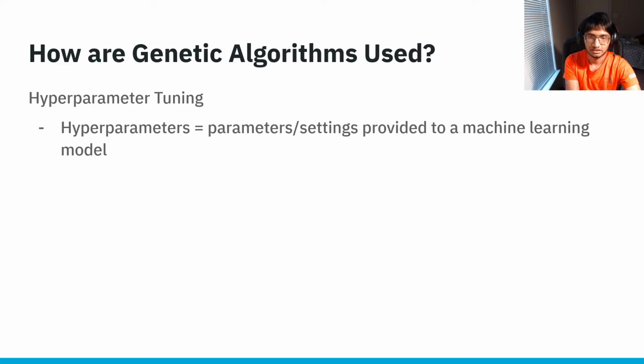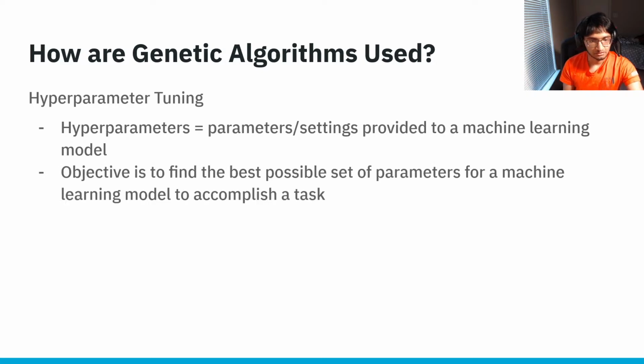So how are genetic algorithms used even with all these cons and pros? The one big area they're being used now is hyperparameter tuning, where hyperparameters are the parameters and settings provided to a machine learning model. The objective is to find the best possible set of parameters for a machine learning model to accomplish a task. If we had, for example, a model to identify numbers, the objective would be to find the set of parameters for that model to have the highest possible accuracy of identifying numbers.